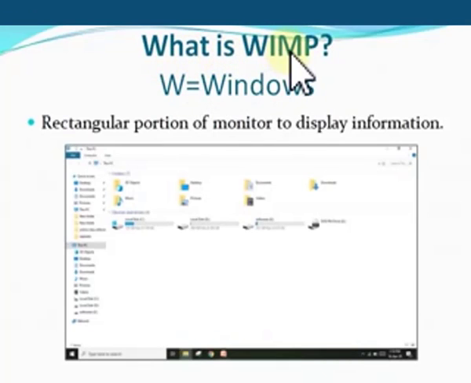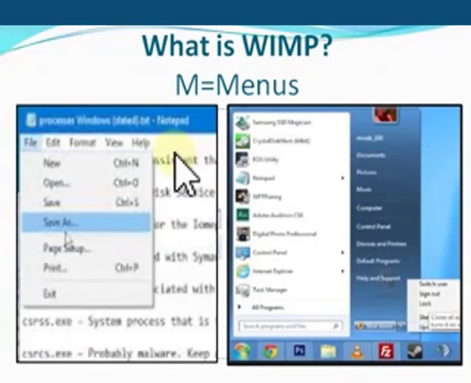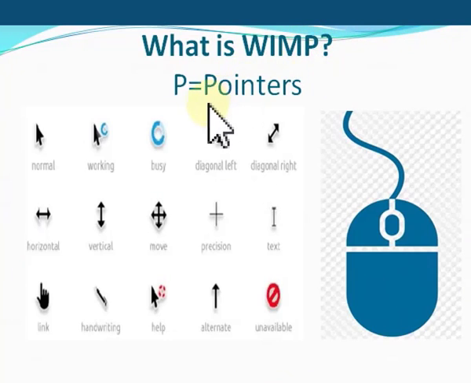What is WIMP in graphical user interface? W stands for the Windows. Windows is the rectangular portion of your monitor screen to display the information. I stands for icons. Icons are the small graphical representation of files, folders, or programs. M stands for the menus which are available in the graphical user interface. And P stands for the pointers which are controlled by the pointing devices in a graphical user interface.